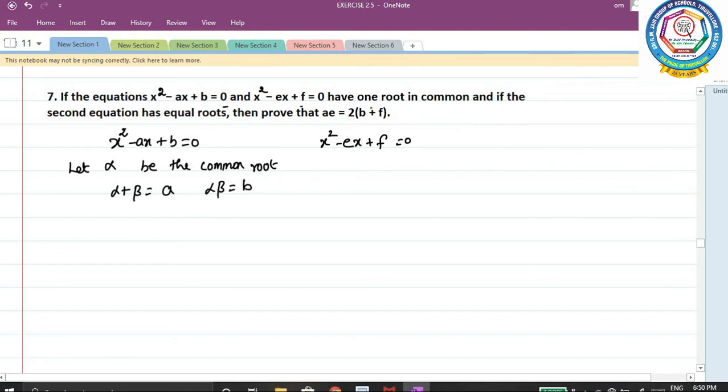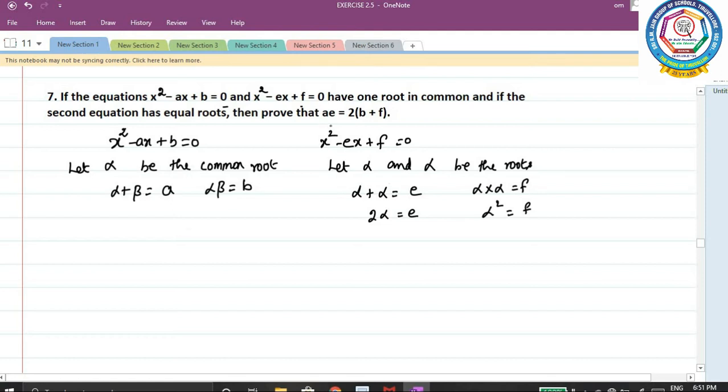So next, what is the condition given? In the second equation there are equal roots. So let alpha and alpha be the roots, because it is given both are equal roots. So here alpha plus alpha equal to, we have to take minus b by a. Here minus of minus plus a. Then alpha into alpha is equal to f. That is alpha square is equal to f. Therefore 2 alpha is equal to e. So now we have got a, b, e, f.